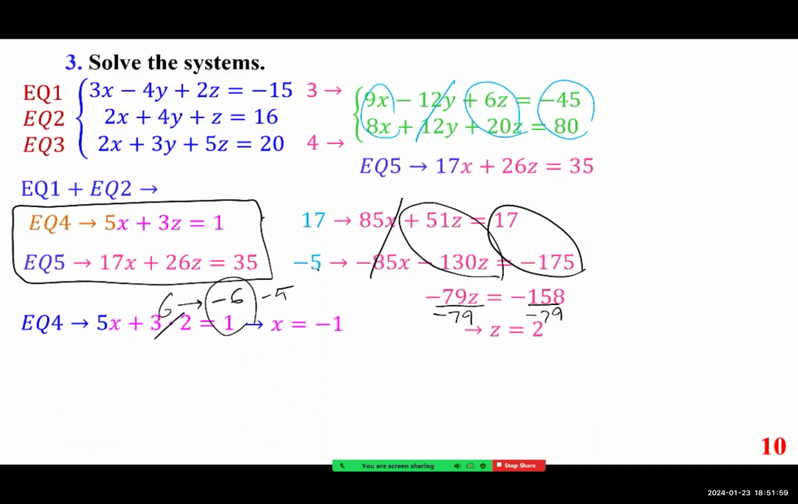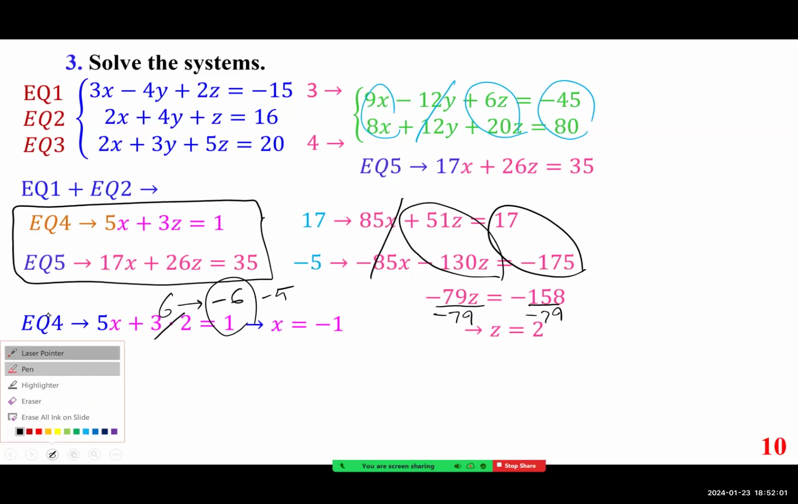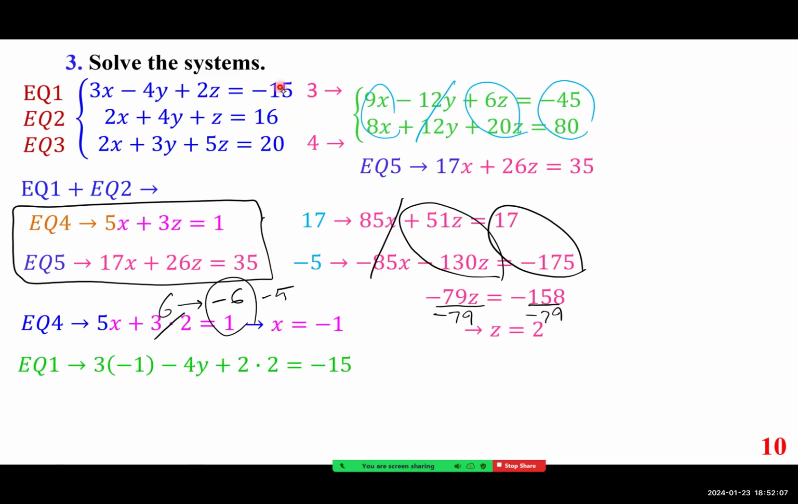We need to find the third one, and now we are going to go with one of the original equations. It doesn't matter which one, for example, the first one. And we plug in 3 times negative 1 minus 4 times y, which is missing, plus 2 times z, which is 2, is negative 15. So this becomes negative 3. Let's just write it down.